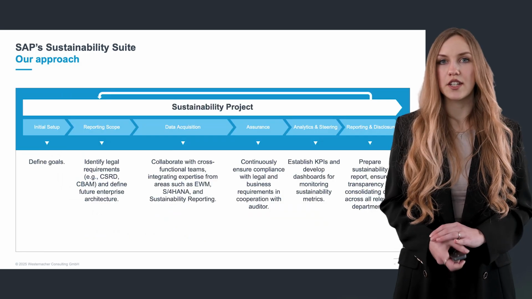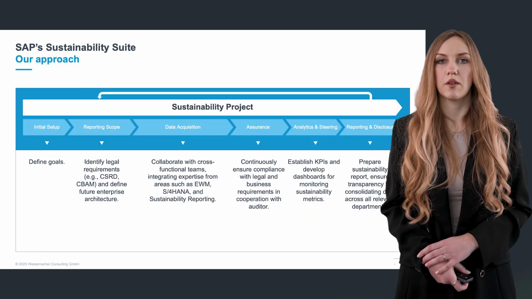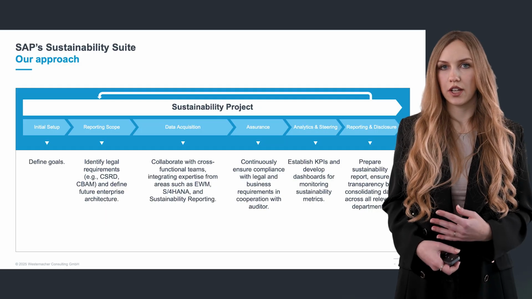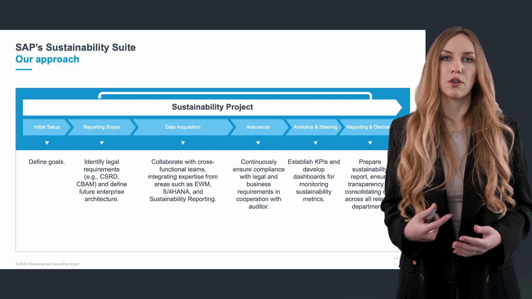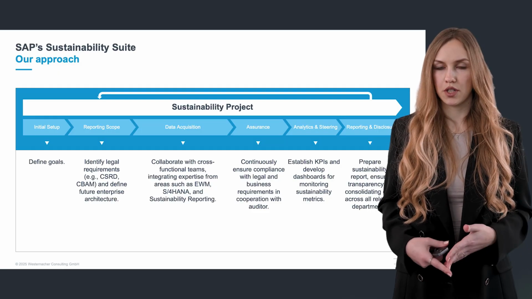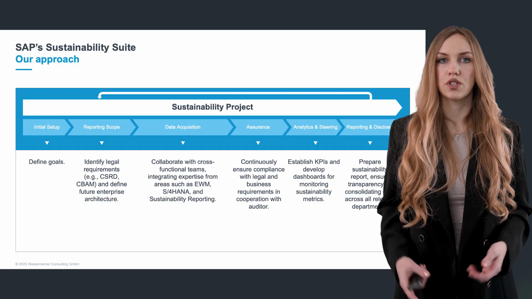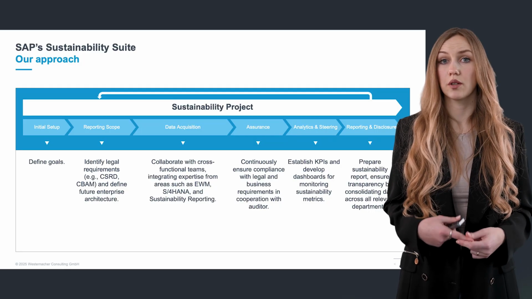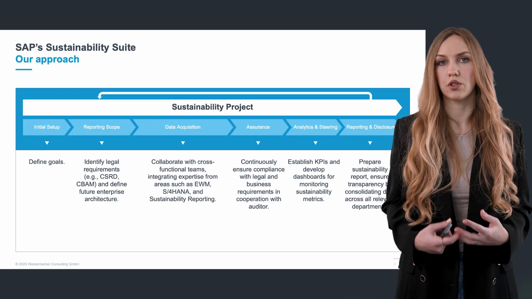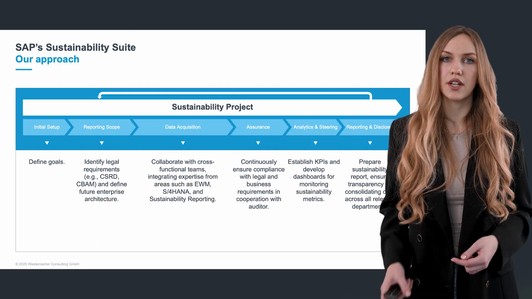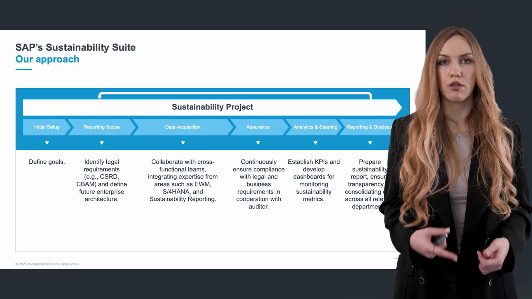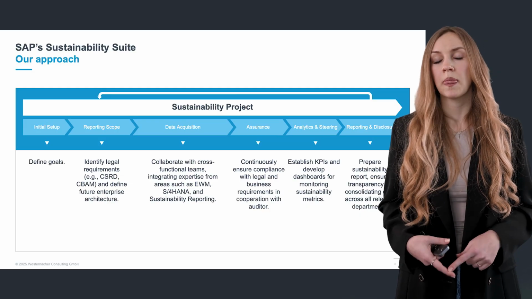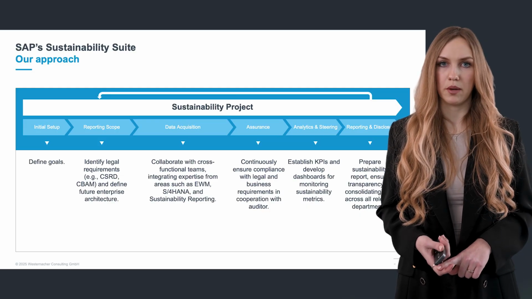So now you have an idea about the different SAP sustainability solutions, and now I'm going to tell you how we at Westernacher can help you tackle those. Our approach in each sustainability project will be, in the beginning, to define your goals. I'm really talking about the business and sustainability goals here. And after that, we define your reporting scope. So we will have a look at your current legal requirements, but also at the upcoming legal requirements.